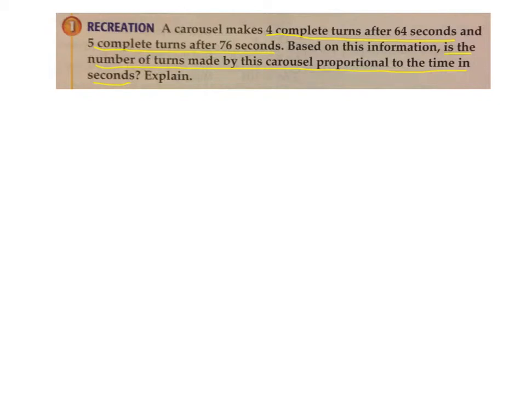There's a method that we can use to find out if numbers are proportional. I'm going to show you how to do that in this problem. So here it says a carousel makes 4 complete turns after 64 seconds and 5 complete turns after 76 seconds. Based on this information, is the number of turns made by the carousel proportional to the time in seconds? So the first thing I want to do is write down the information that I'm going to need from this problem. So let's see, 4 complete turns in 64 seconds. Okay, it was the one time, and then it was 5 complete turns in 76 seconds.